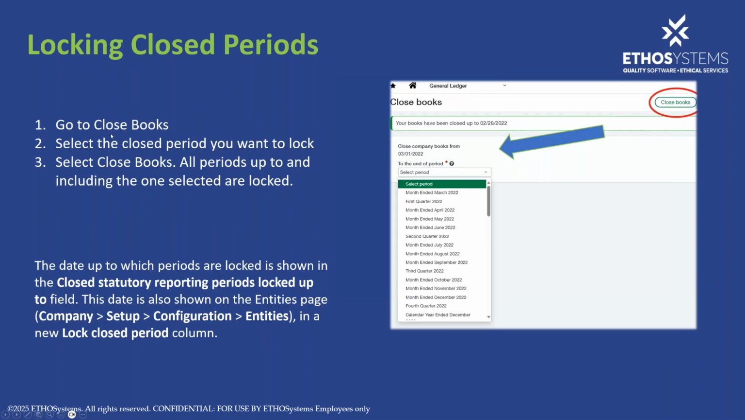If you go in to close the books, you select the period that you want to lock, and then you select close books, and all the periods up to and including the one selected are locked. Okay, so that means you've already closed your books. You go back in, you select the closed period in this drop down, and then you say close books. Then you will get this message here: your books have been closed. And so then it'll say that it's locked down.